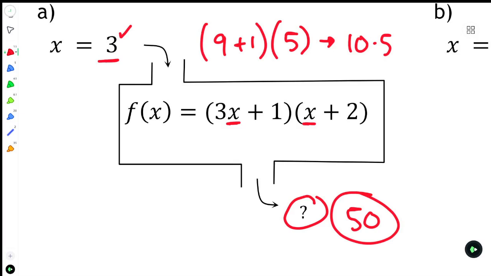Your calculator would evaluate this perfectly. You could even store the value of x and look at this, right? So if you want to check your work, that's a good thing to do. You could do that as well. But we're going to move on to part B.